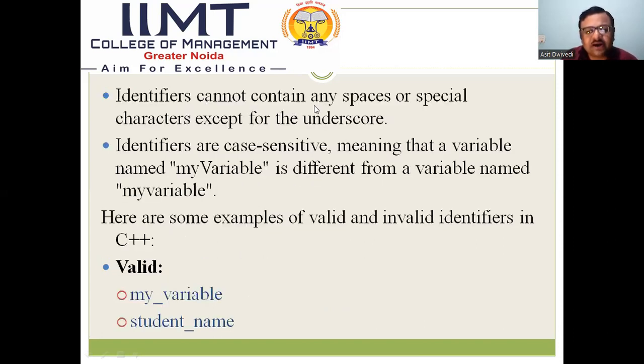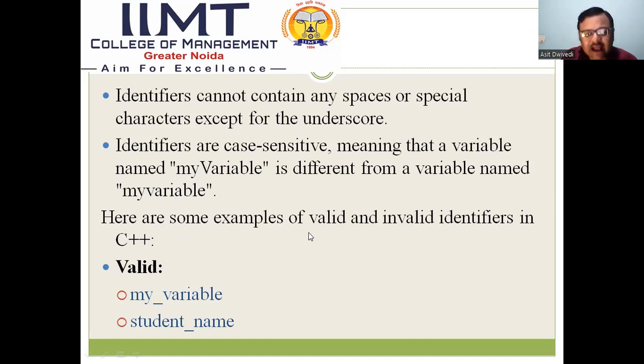Identifiers cannot contain any spaces or special characters except for the underscore. Identifiers are case sensitive, meaning that a variable name myVariable is different from a variable name myvariable. See, here V is capital, here v is small. These are different in C++.